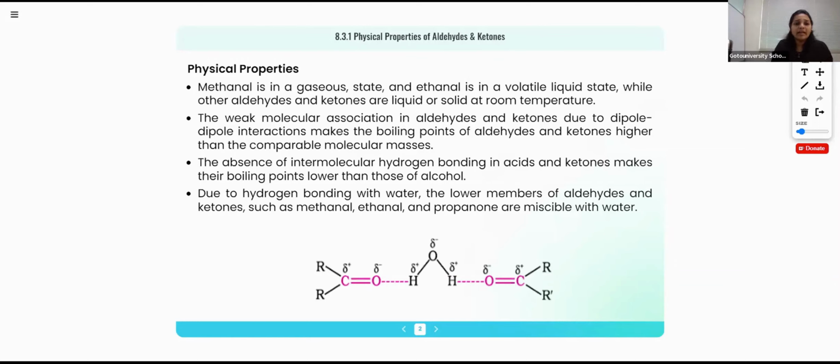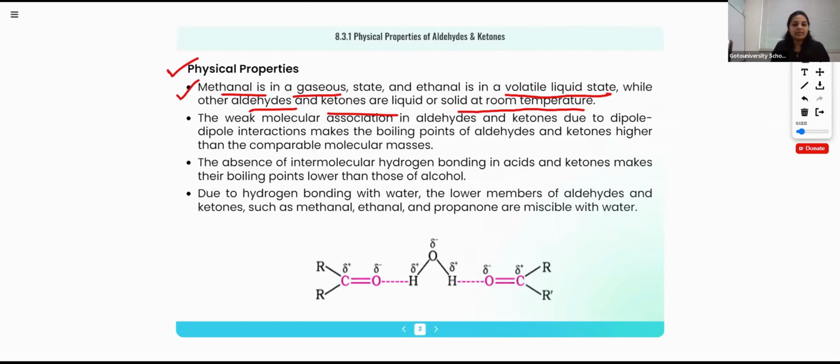First one is physical properties. Methanal is in a gaseous state. All these physical properties you have to memorize. I am telling you again, memorize the properties. Methanal is in a gaseous state, and ethanal is in a volatile liquid state. Methanal is a gaseous compound, ethanal is a liquid compound, and other aldehydes or ketones are liquids or solids at room temperature.